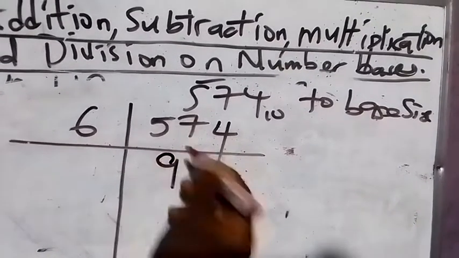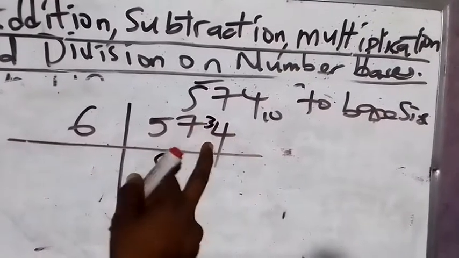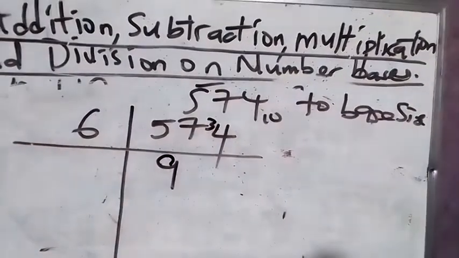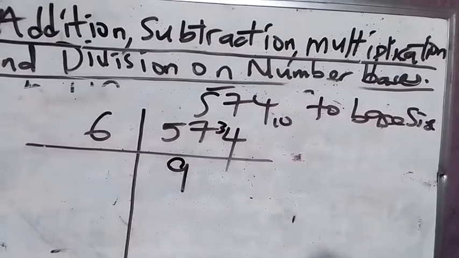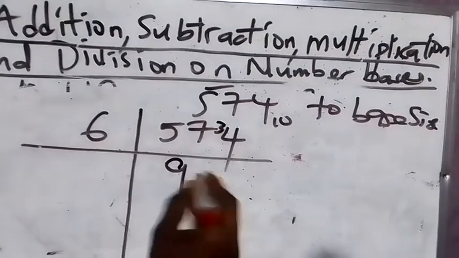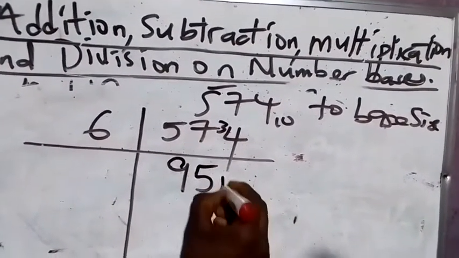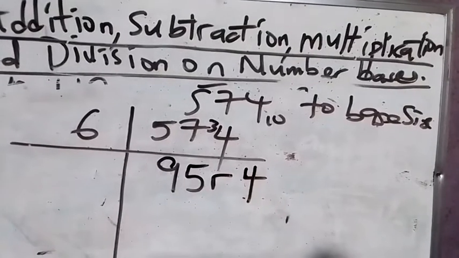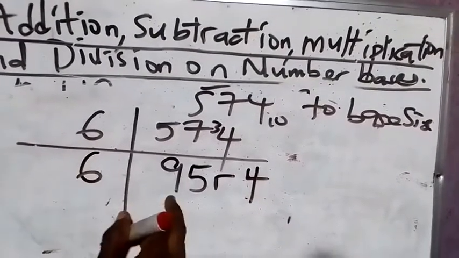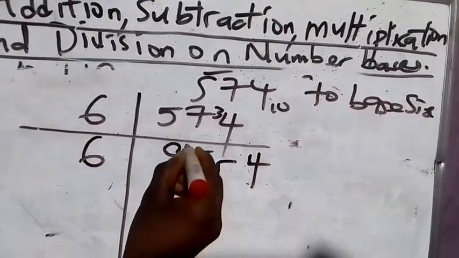9, remainder 3. That 3 you put it in front of this 4. And 6 in 34. That is 5. Because 6 times 5 is 30. 5. But it will remain 4. Now write the remainder here. Remainder 4. You divide it again by 6. 6 in 9. That's 1. Remainder 3. That 3, put it in front.